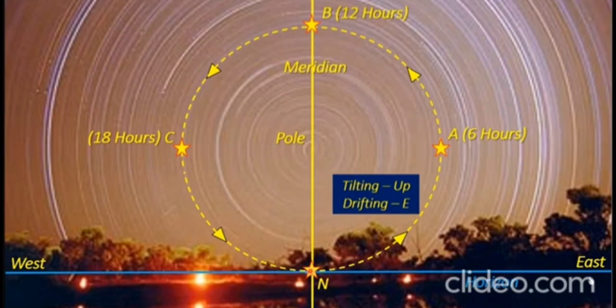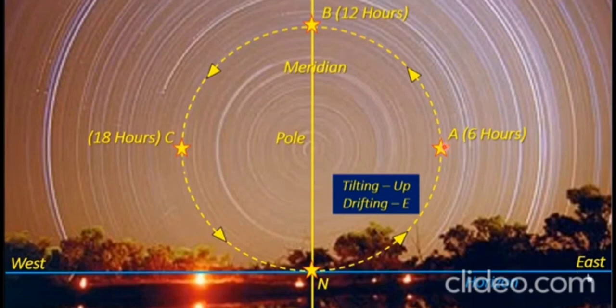So from November to Alpha, the spin axis will be tilting upwards, and it will be drifting in the easterly direction. This motion is going to take 6 hours. After 6 hours, our gyro star is going to move from point Alpha to point Bravo. Any doubts? The gyro star is moving from Alpha to Bravo.